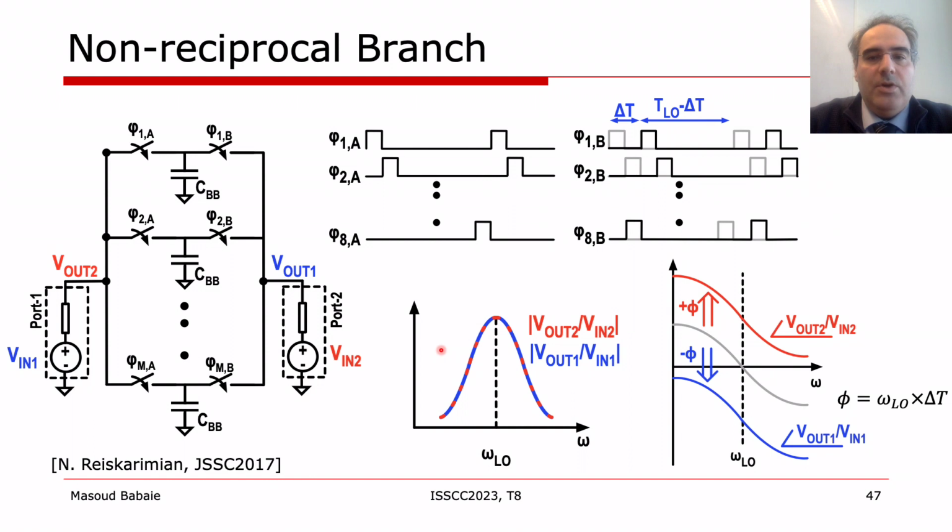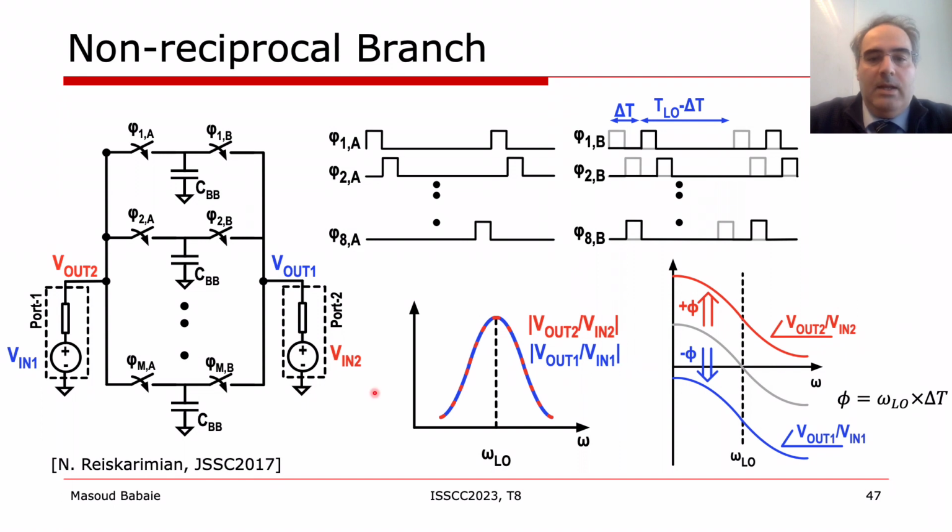The transfer functions of the magnitude of Vout1 over Vin1 and Vout2 over Vin2 are the same and show a bandpass response similar to an N-path filter. However, when the signal travels from port 1 to port 2, it experiences a delay of delta t, corresponding to a phase shift of minus phi. Phi is equal to omega LO times delta t.